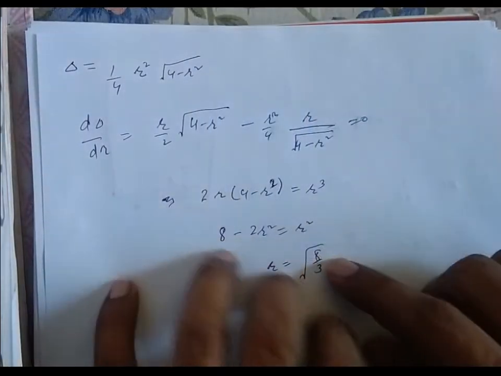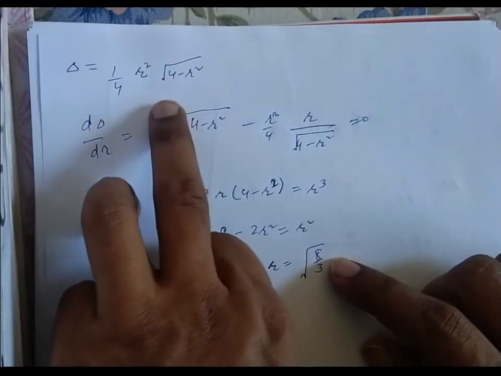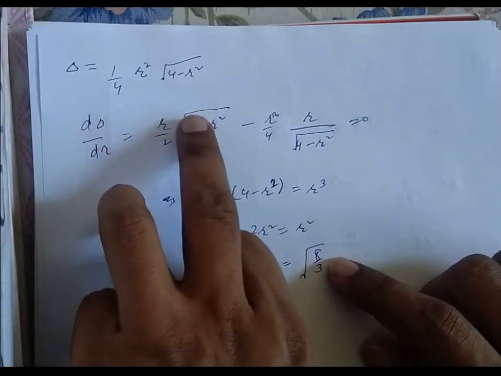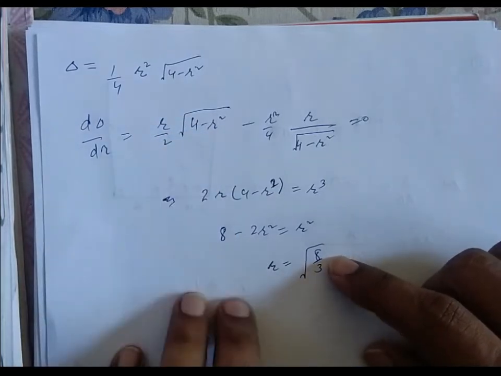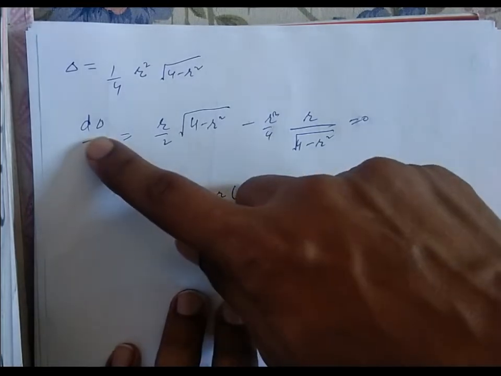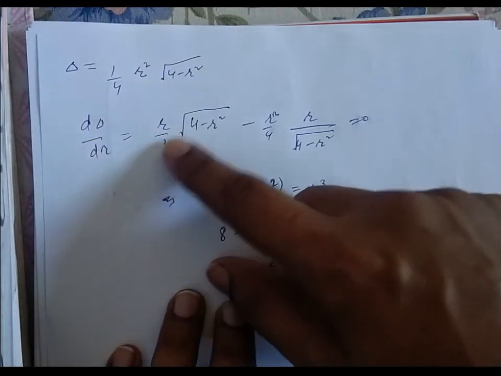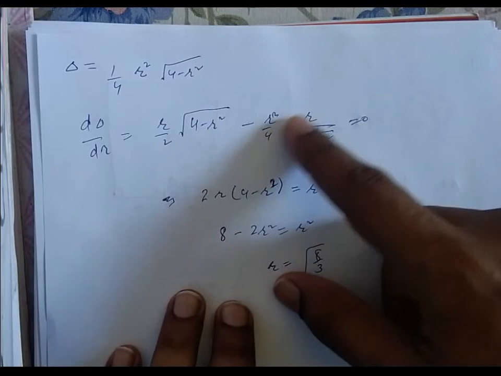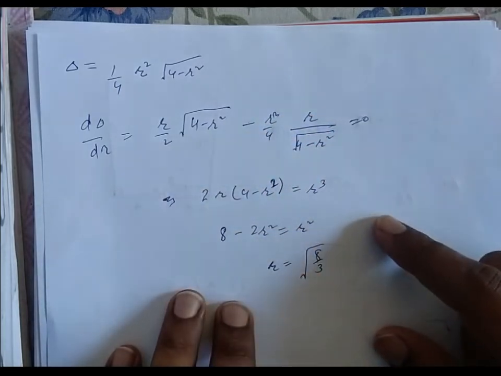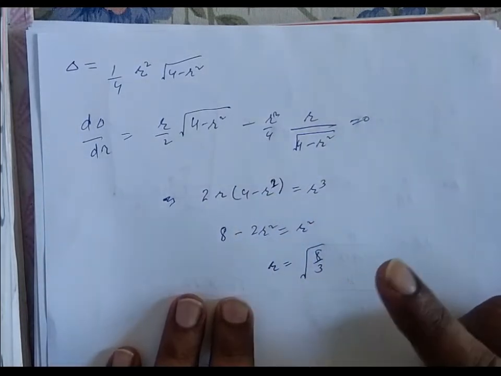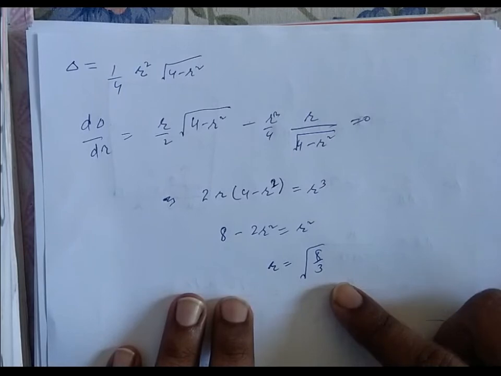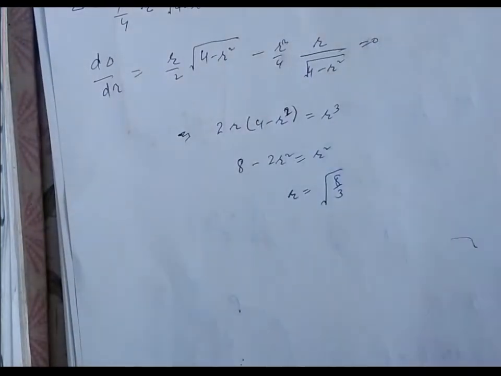If we calculate the area of the triangle, it would be 1 by 4 r square root of 4 minus r square. Now to maximize this, we need to calculate d delta by dr, which should be equal to 0, and on simplification this gives r equal to 8 by 3. Moving on to the next question, question number 34.